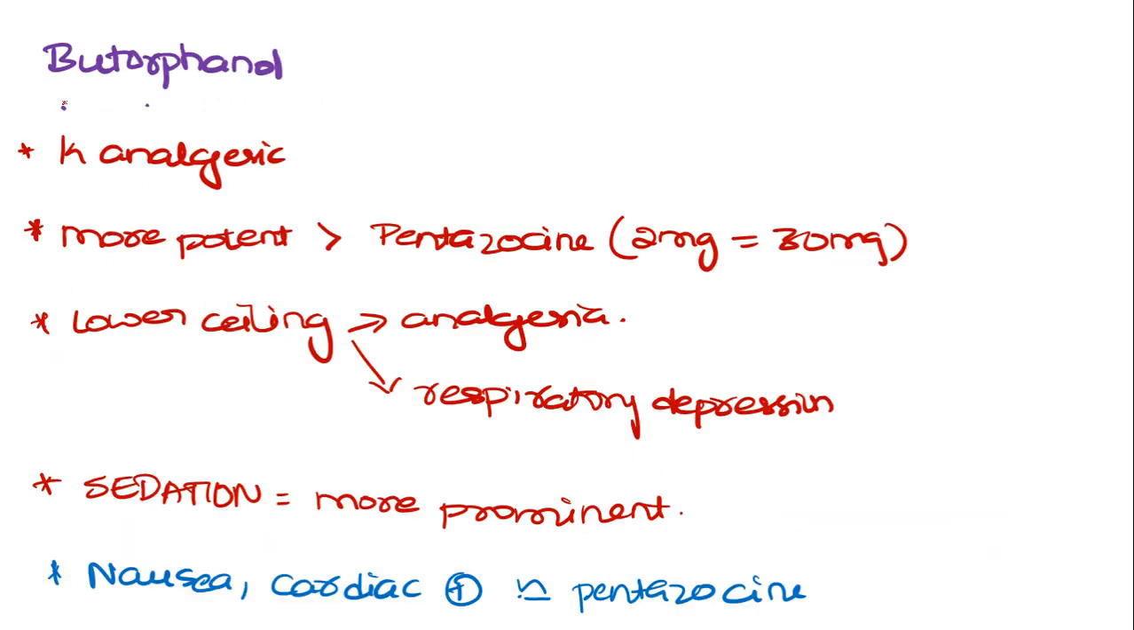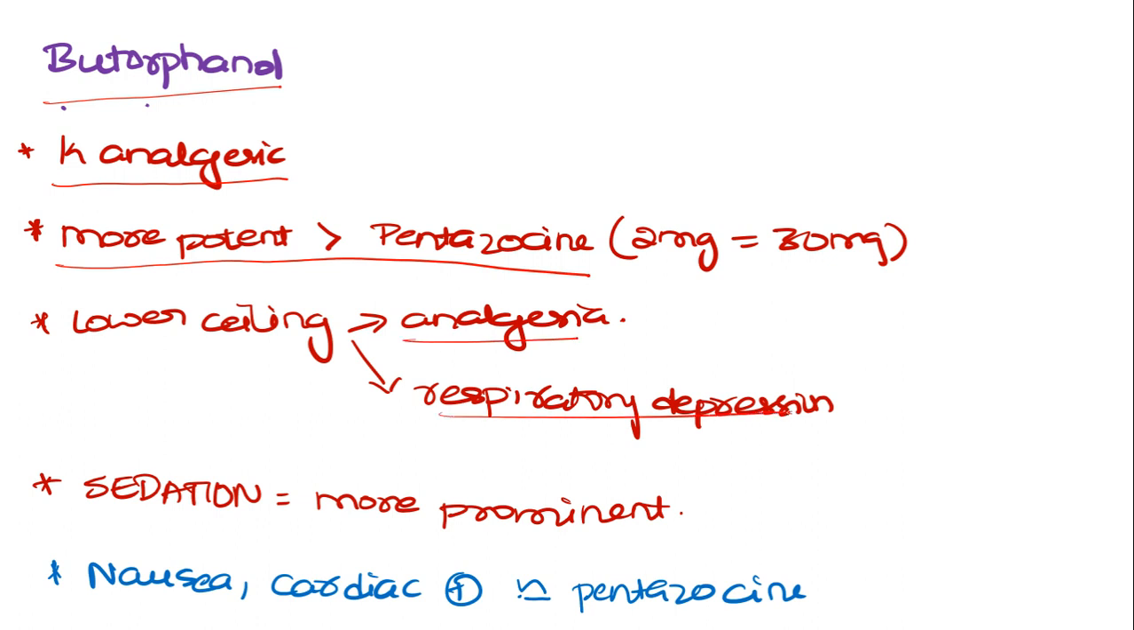So coming to butorphanol, it has predominantly kappa analgesic action. It is more potent than pentazocine. 2 milligrams of butorphanol is required to produce an analgesic effect compared to 30 milligrams of pentazocine, and it also has a lower ceiling effect, similar to pentazocine, with respect to analgesia and respiratory depression.